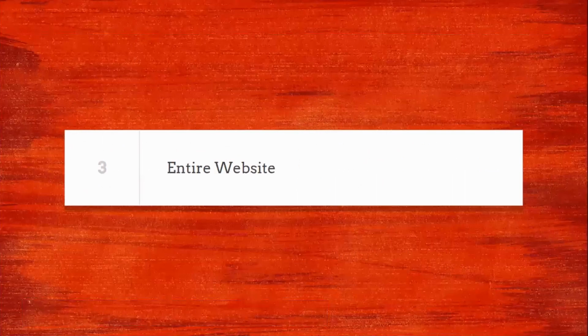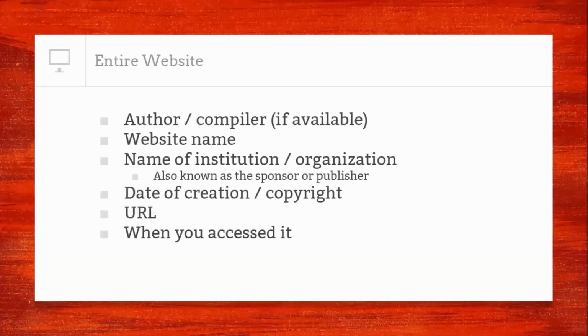Now let's talk about how to cite an entire website. For an entire website, you will need the author or compiler if that is available. It is sometimes not available, and that is okay. You will also need the name of the website, the name of the institution or organization, also known as the sponsor or publisher. This will usually be found at the very bottom of the web page.